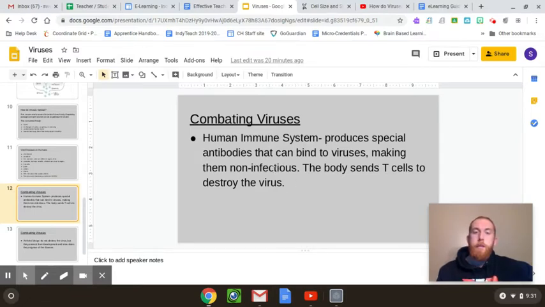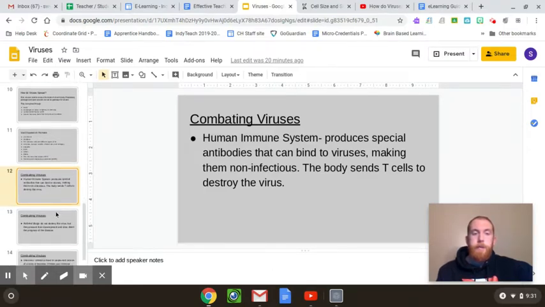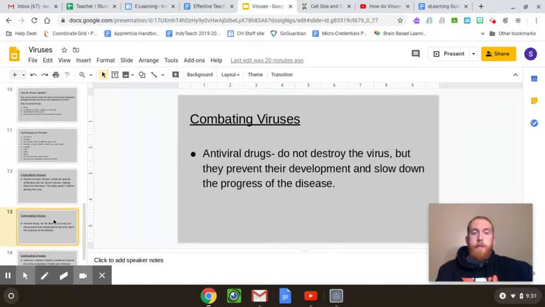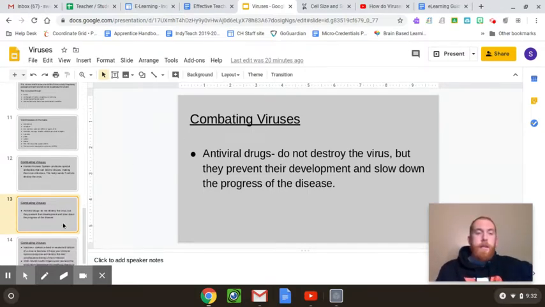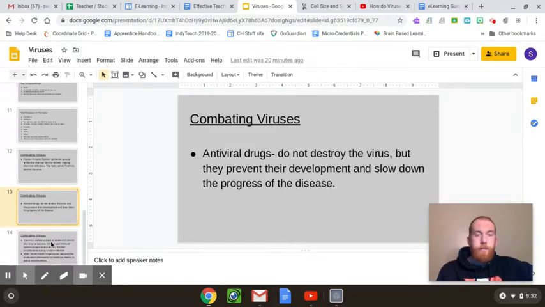But just know that one way to fight viruses is just through your own body and your immune system. A second way is through antiviral drugs. So antibiotics don't work on viruses, but there are some antiviral drugs that do work. These don't destroy the virus, but they can help prevent their development and slow down the progress of the diseases that they might produce. So that's another way to combat it.